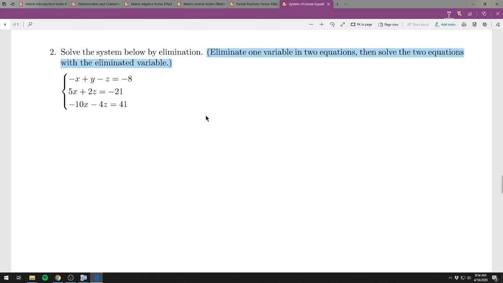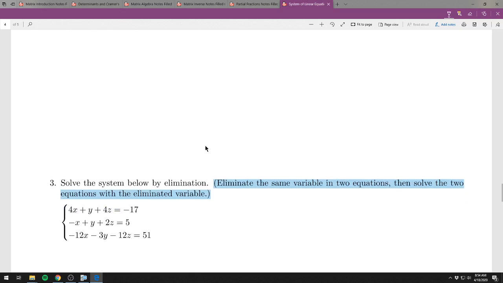All right, so the next one here, it says solve the system below by elimination. To outline this, what we do is we eliminate one variable in two equations. So if we get rid of x in two equations, or y in two of the equations, or z in two of the equations, you'll have a 2x2 system to solve. All right, so that's the main method, and I've got two here to do.